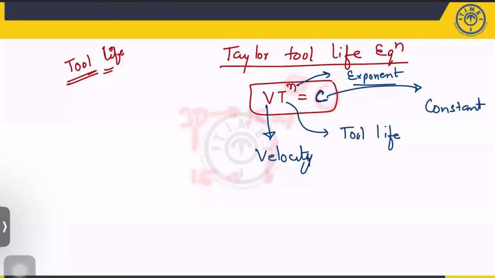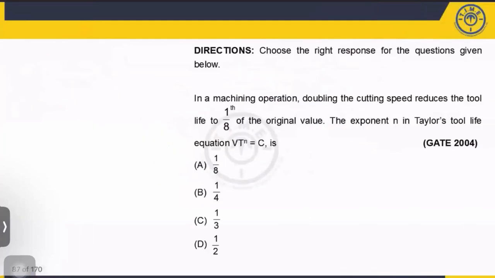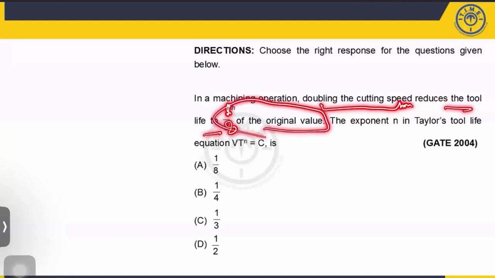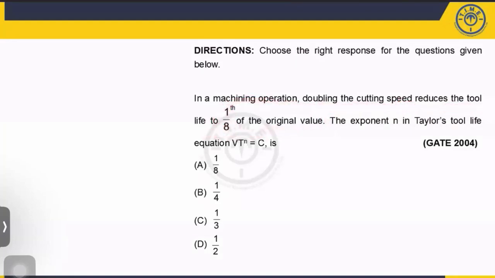Now, let's try to solve the problem. The best thing is they have given the Taylor tool equation also. Most of the time they will not give it, because V t to the power of n is equal to C, you have to remember. In a machining operation, when you double the cutting speed, it reduces the tool life to 1/8 of the original one. It is given that when you increase the speed, the life of the tool will decrease. That is obvious.